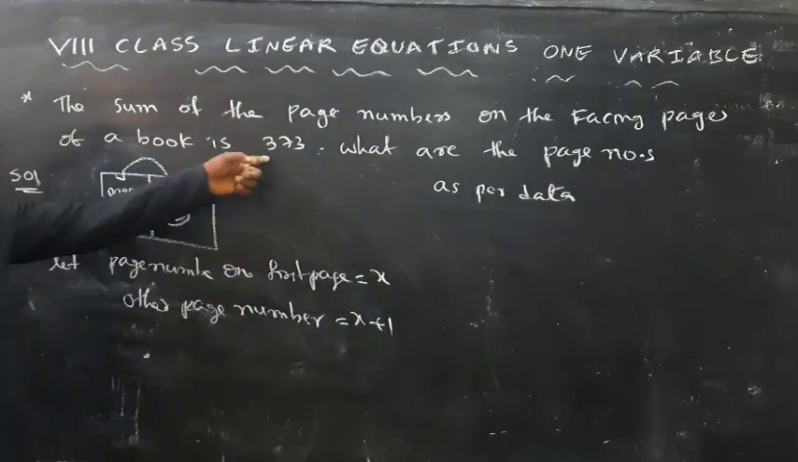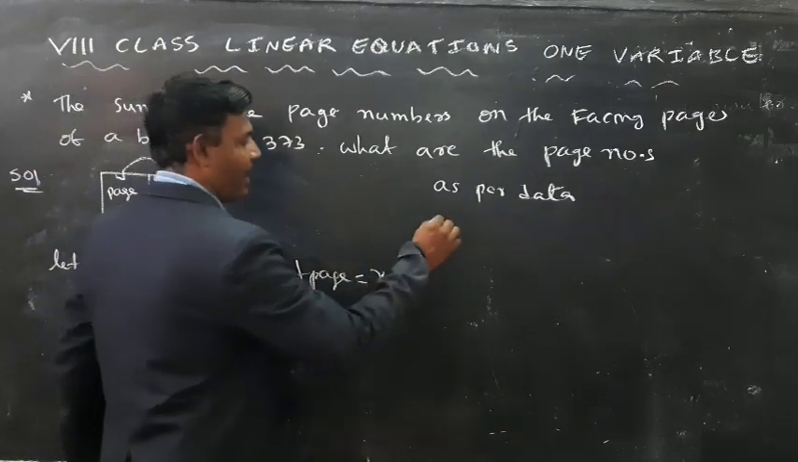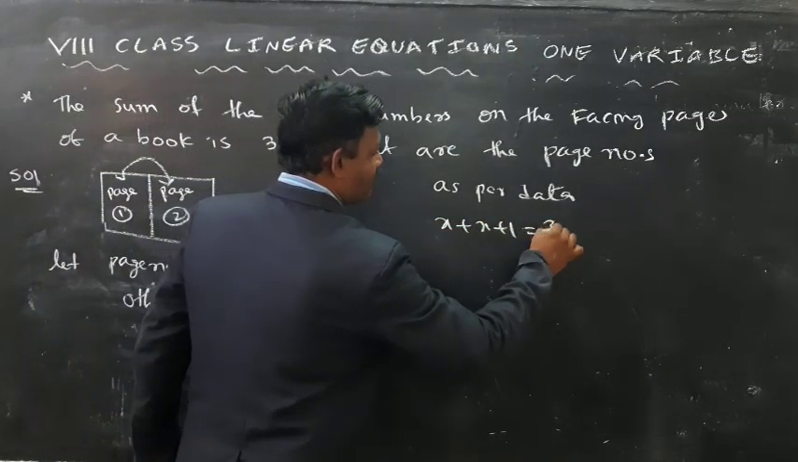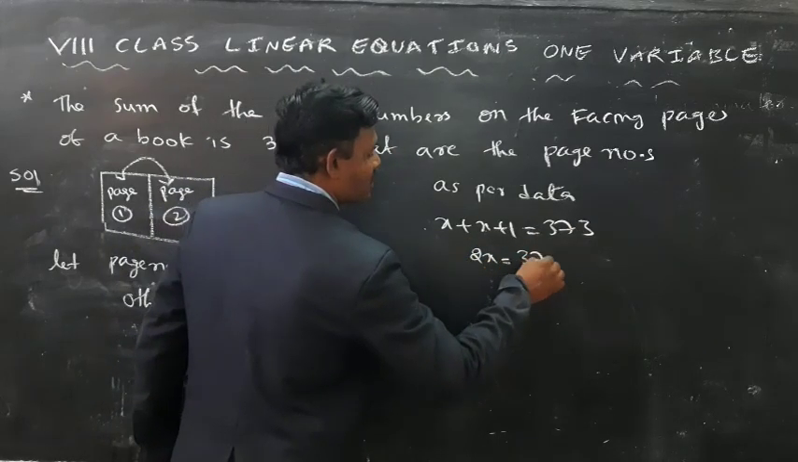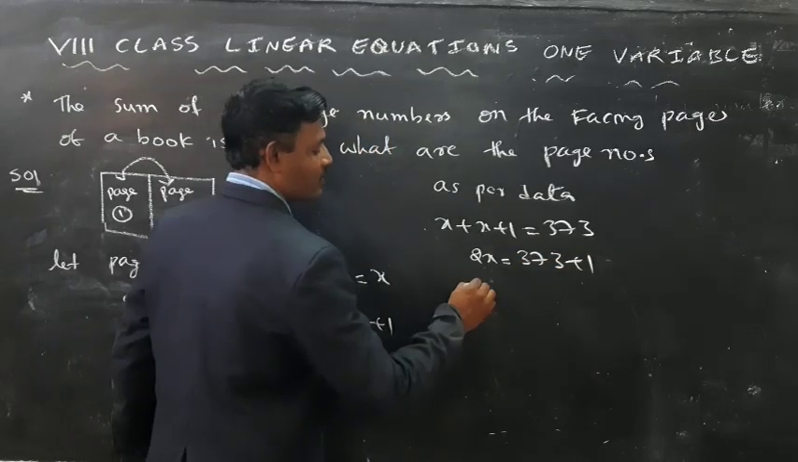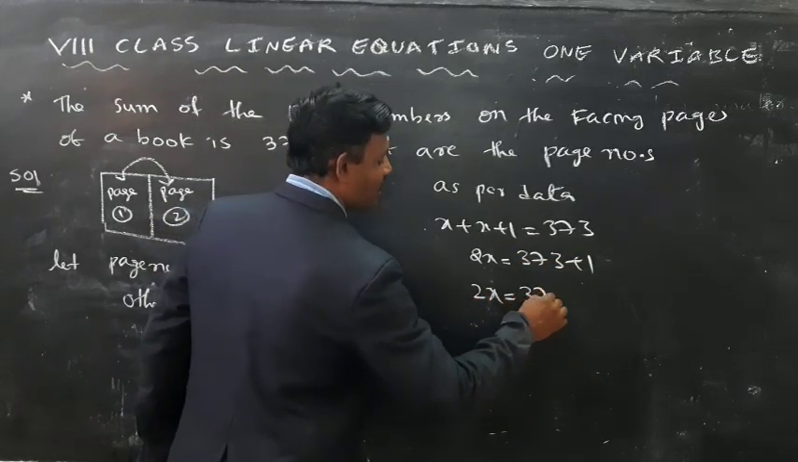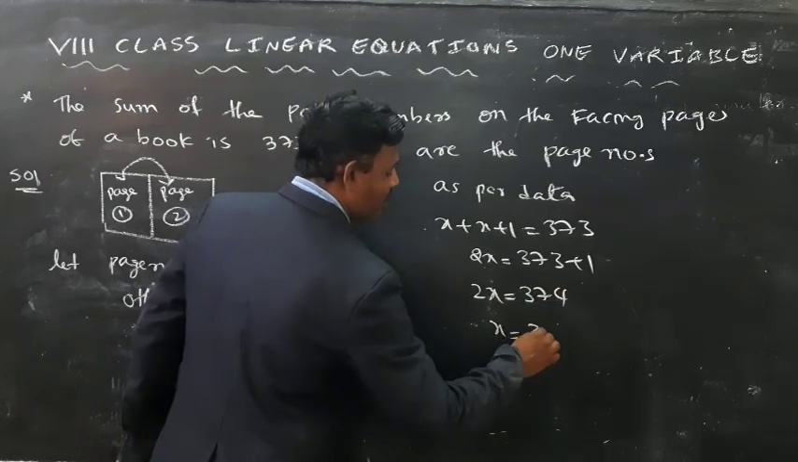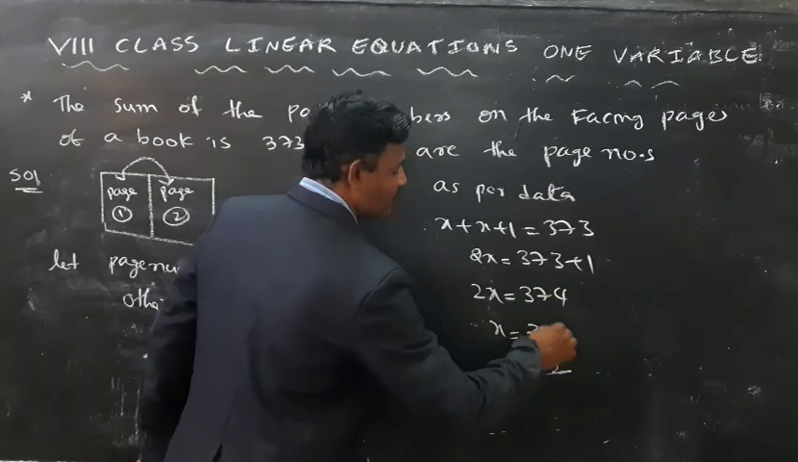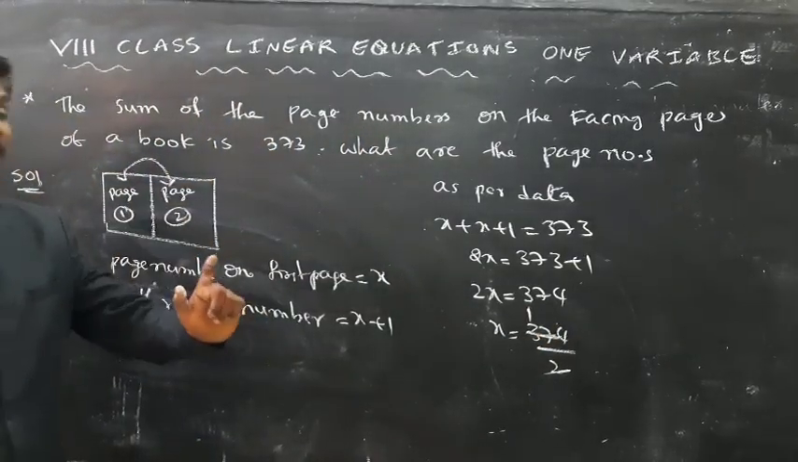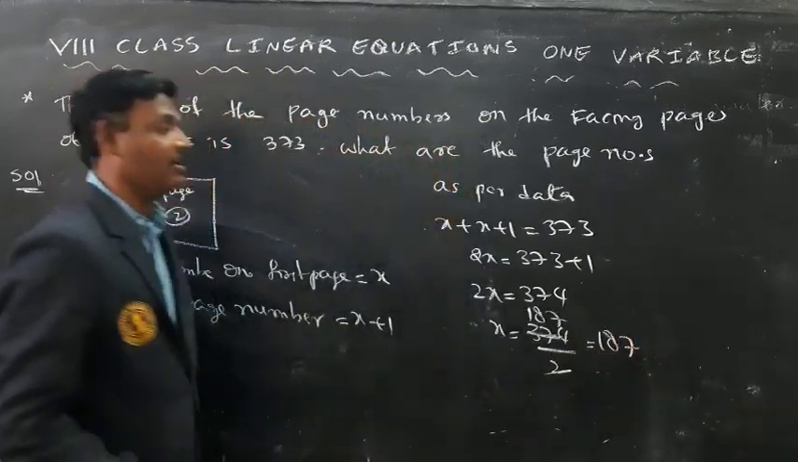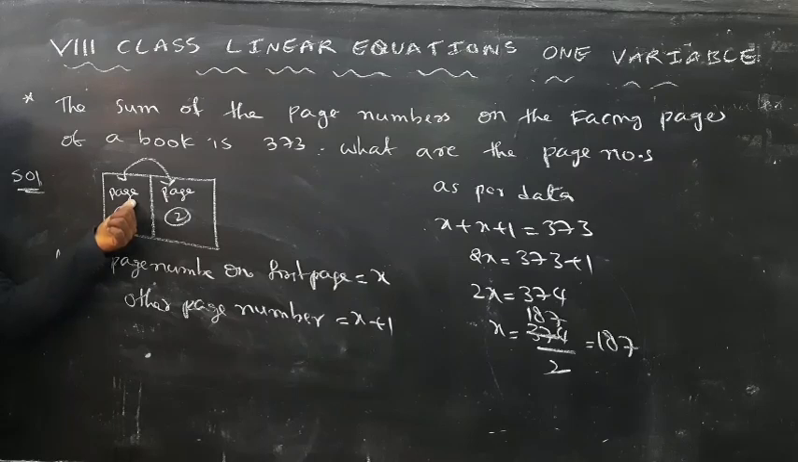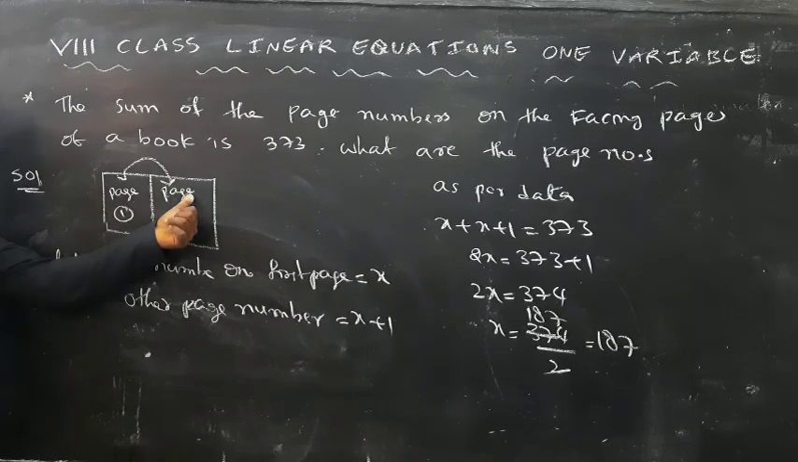So the sum of the two numbers is equal to 373. So x plus x plus 1 is equal to 373. 1x plus 1x, 2x. 2x is equal to 373 minus 1. So 2x is equal to 372. x is equal to 372 by 2. So what is the number? 186. So the first page number is 186. Then the other page number should be 186 plus 1, which is equal to 187.